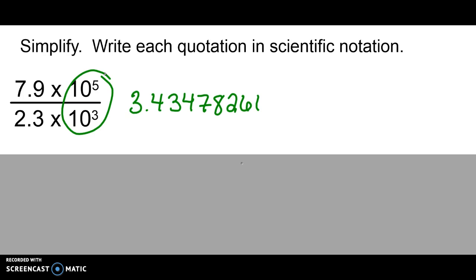Now take your exponents, 10 to the fifth divided by 10 to the third, which would equal 10 to the second. So I have times 10 to the second. Check to make sure that your answer is in scientific notation by looking at the first digit. The first digit in front of the decimal point is 3. That is between 0 and 10. So that's my answer.